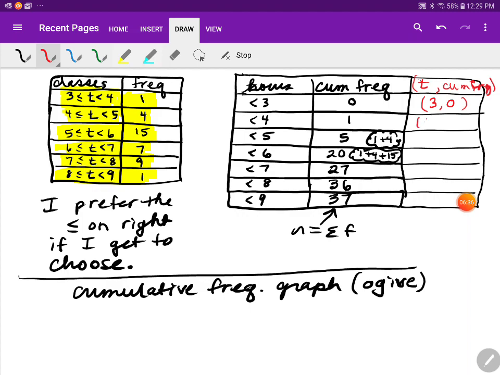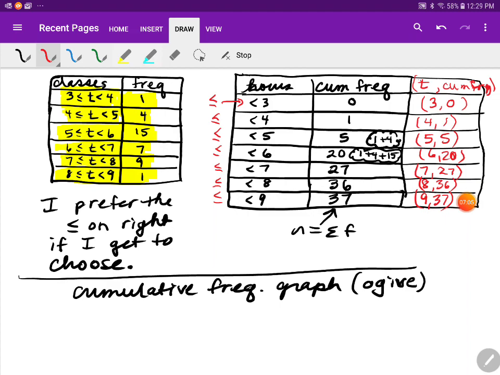Okay, so this would be the 4, 1. This would be the 5, 5. This would be the 6, 20. No one really writes it as a coordinate. I'm just showing you since we're not in class. It'll be easier for you to understand this way. So basically, these are coordinates that we're graphing. And like I said, it would be nicer if these were less than or equal to's instead of less thans, but I've seen it both ways, so it's not required.